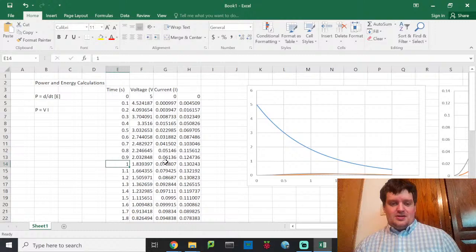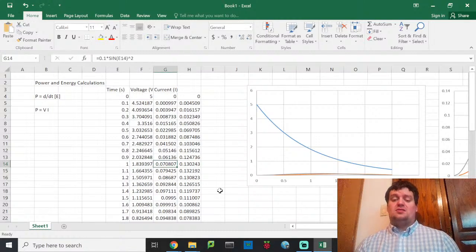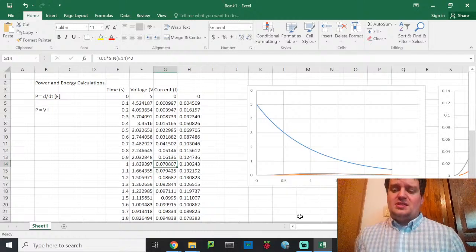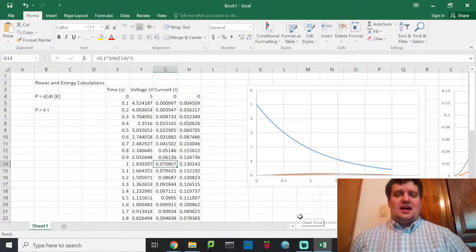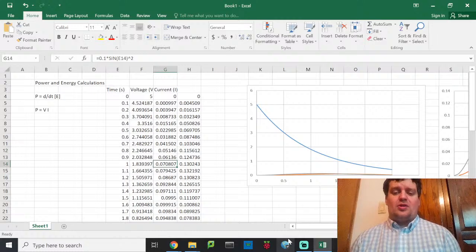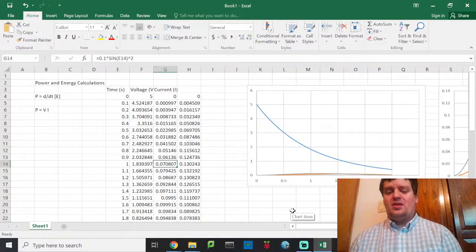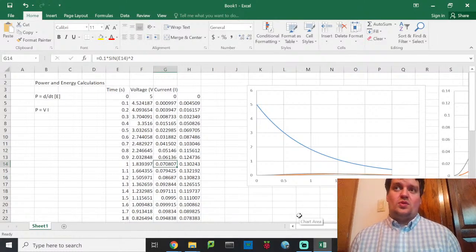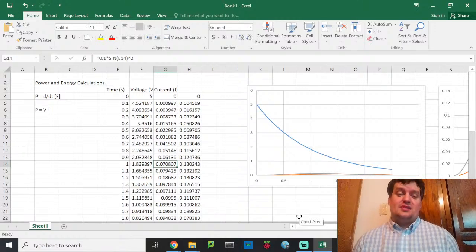This value here, at 1 second, if we want to calculate the power, it's just equal to the voltage at 1 second multiplied by the current at 1 second. So this is the big takeaway for this class. If you want to calculate the power at any time t, you need to calculate what the voltage is and what the current is at that time.